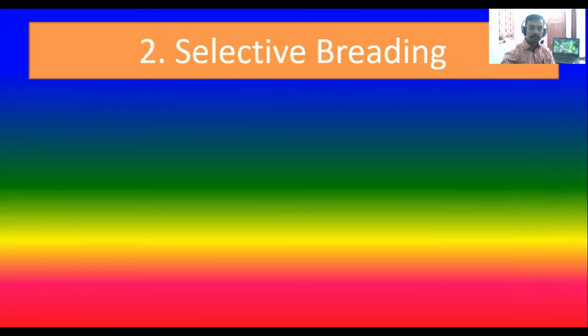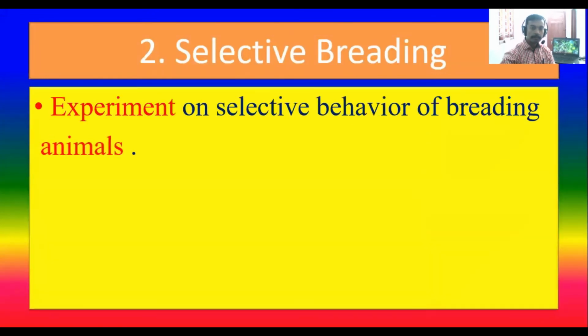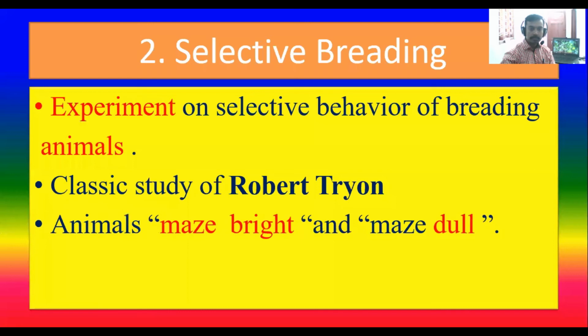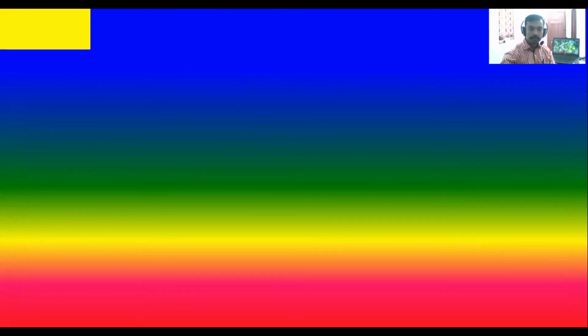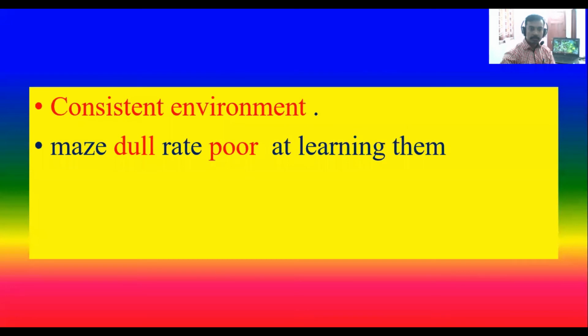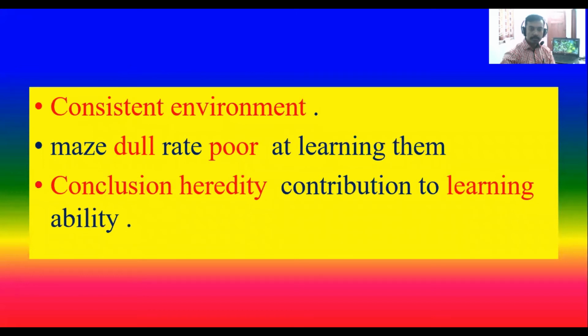Second, selective breeding research. Experiments on selective breeding of animals, mainly on rats. The study was conducted mainly on animals like Maze-bright and Maze-dull rats. In a consistent environment, the dull rats were poor at learning. Conclusion: heredity contributes to learning ability.